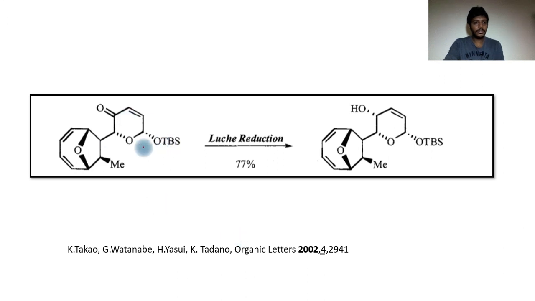Let's see this example. Here the alpha beta unsaturated ketone is present. We are doing the Luche reduction. The Luche reduction reagent is CeCl3 and sodium borohydride, NaBH4. This ketone is converted to alcohol here, thus forming the allylic alcohol, which is the product of Luche reduction. This is taken from Organic Letters.